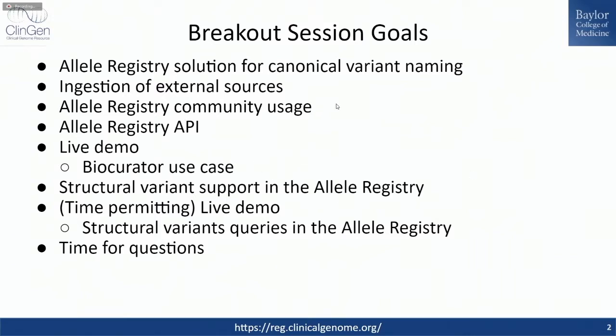I'm going to briefly go over the community usage statistics, briefly mention the Allele Registry API, and I'd like to do a live demo. I'm going to use a biocurator use case for explaining some of the additional tools that we have in Allele Registry besides the query interface. I'd like to talk about a little bit of structural variant support in Allele Registry, and depending how much time we have, perhaps a live demo of what some of the queries are in the Allele Registry. And I'd like to leave some ample time for questions.